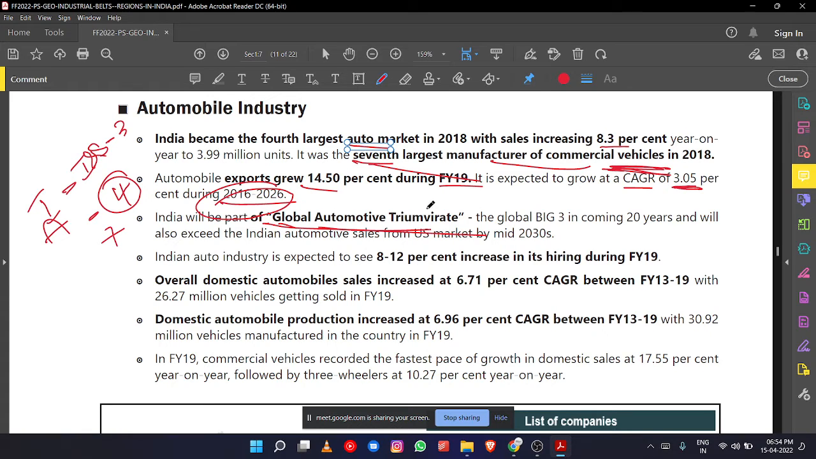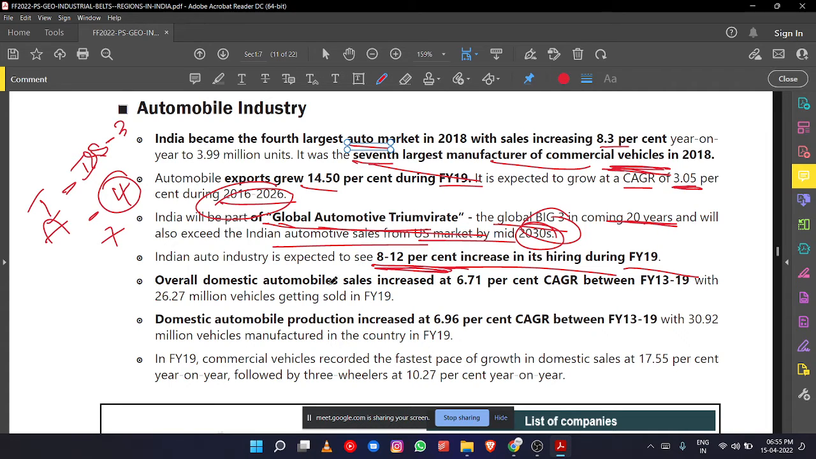This status is going to be achieved by India when it becomes one of the top three markets. Now it is the fourth largest market, right? The big three are the global top three automobile markets in the coming 20 years, and India will exceed the US market in Indian automotive sales. So by mid 2030, it is going to exceed the US market also. The Indian auto industry is expected to see an 8 to 12% increase in hiring. So it is one of the major employment generation sectors, and hiring is also going to increase.